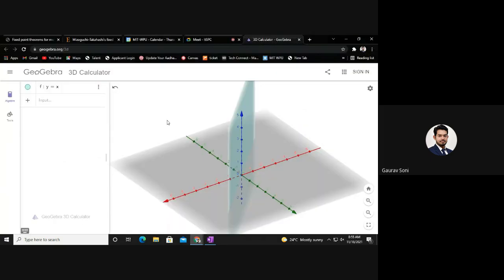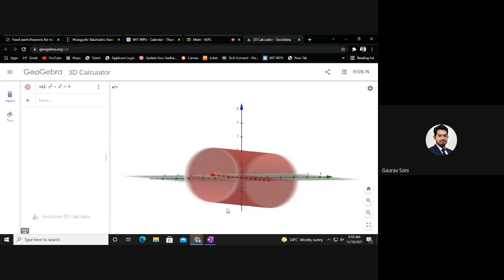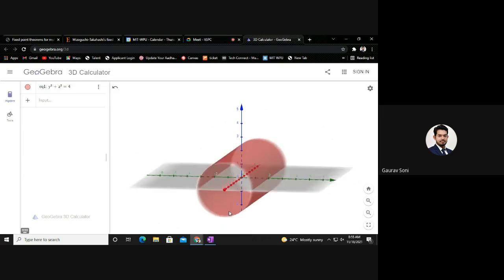So, let's go to the graph. Now what I will do is, I'll put the equation. It is actually y square plus z square equal to, let's not put the parameter, let's put 4. You can see what we have got here. So that is a cylinder.